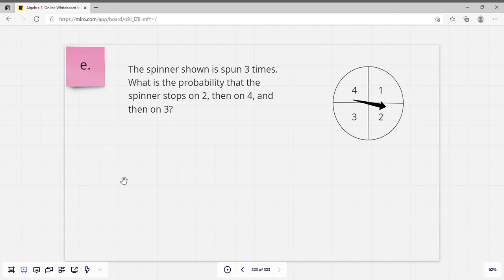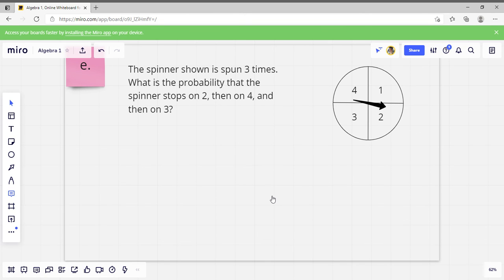All right, I think this is the last one. The spinner shown is spun 3 times. What is the probability that the spinner stops on a 2, then a 4, and then a 3? Okay, so we have 4 possible outcomes. Here's our first spin. To get a 2, that's one of the 4 possible outcomes. So that would be a 1 out of 4 right there.